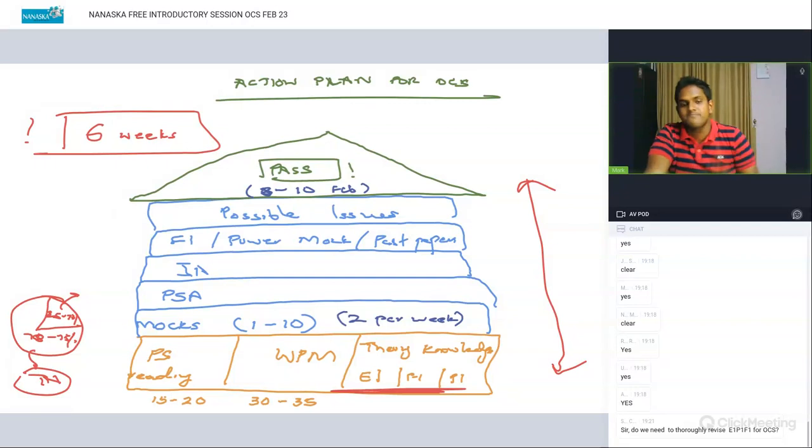So this is our whole action plan for OCS. You lay a foundation, put on the 5 blocks properly, and then lay it on, and then lay it on.